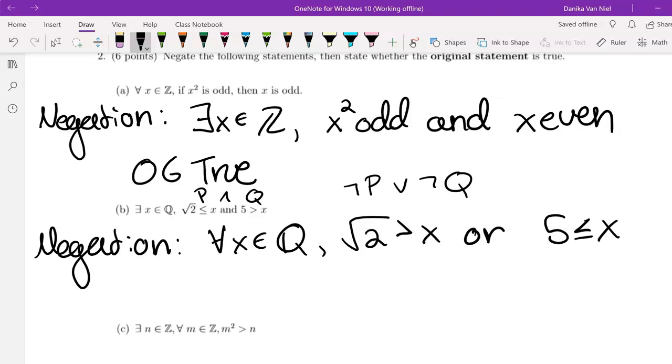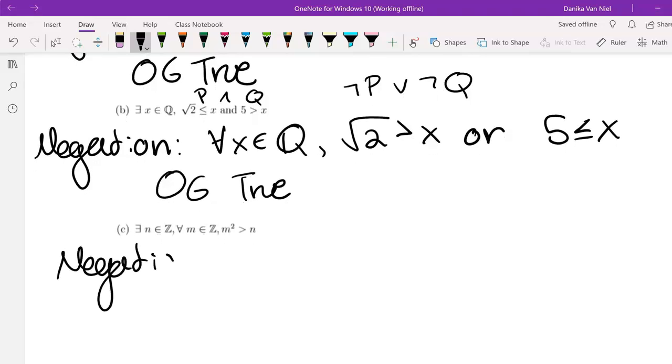So either it's less than square root of 2 or it's bigger than or equal to 5. Well, that's not true, because we can use 2 as an example. Okay, so the original is true, because there exists someone in that realm who is bigger than square root of 2 and less than 5. Yeah, 2. We can pick 2.